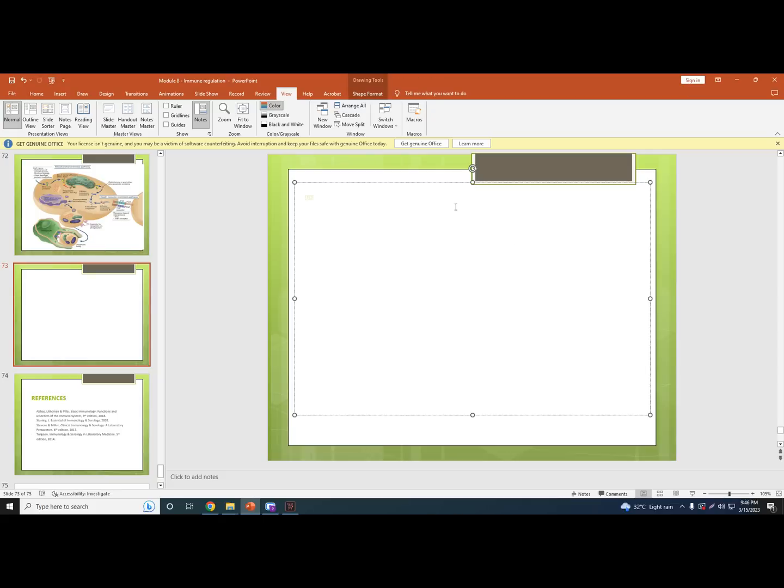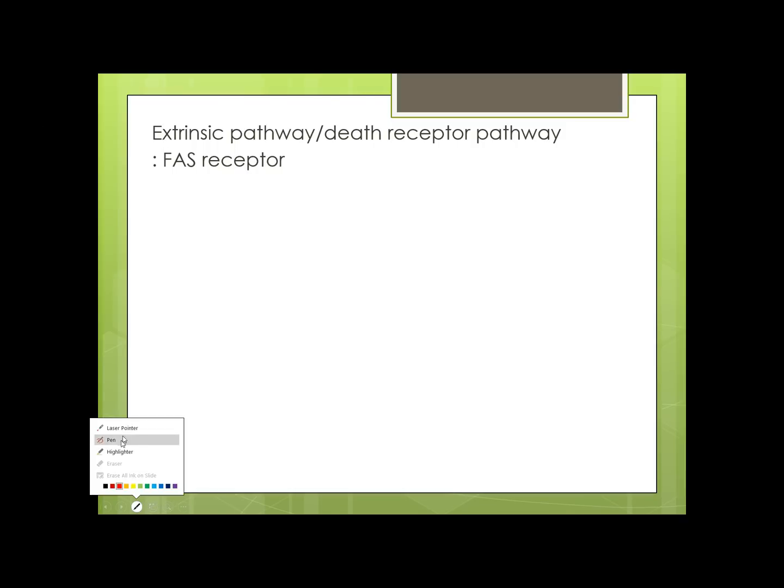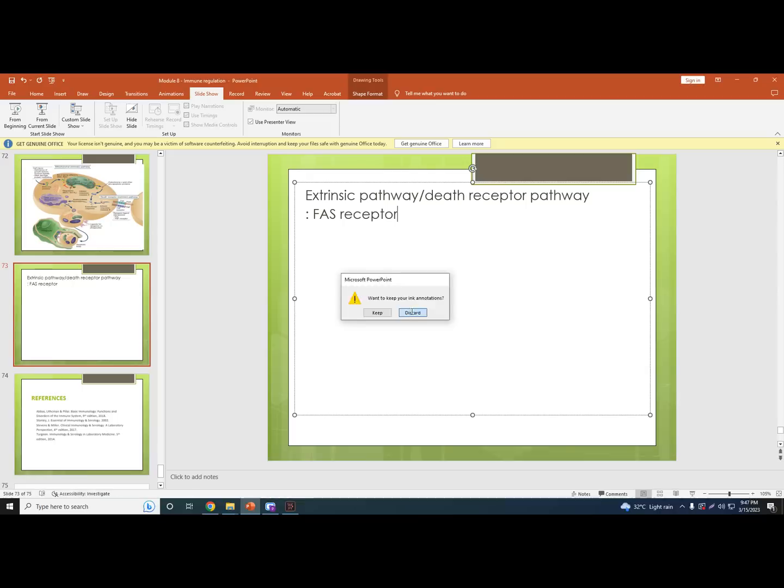Okay, this one. Please take note, class, that the second pathway, your extrinsic pathway, is also known as the death receptor pathway. Now, this pathway, instead of involving other proteins, involves the so-called Fas receptor. Your Fas receptor, class, is found on the surface of the cell.